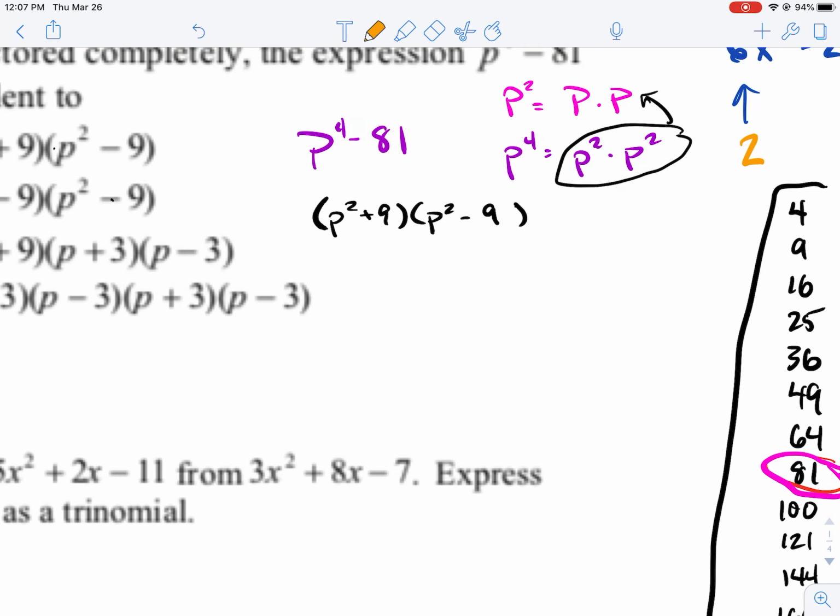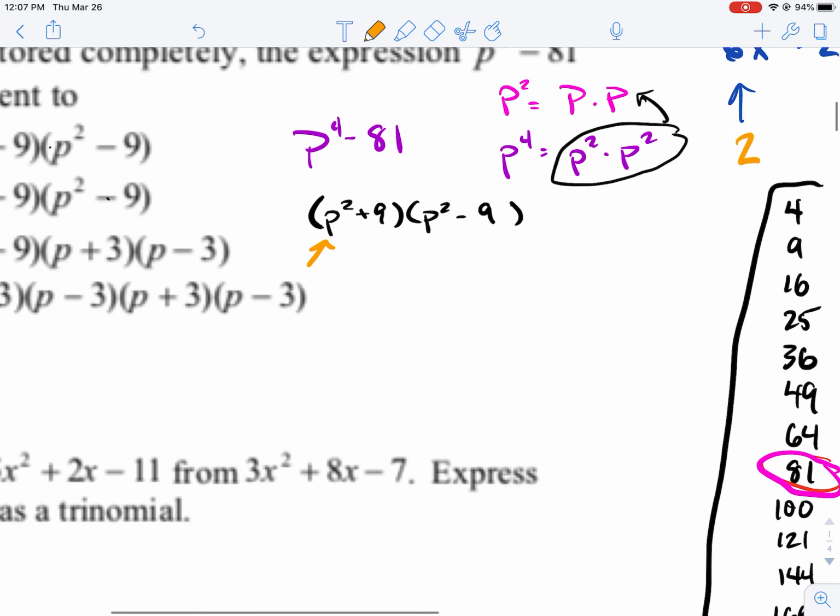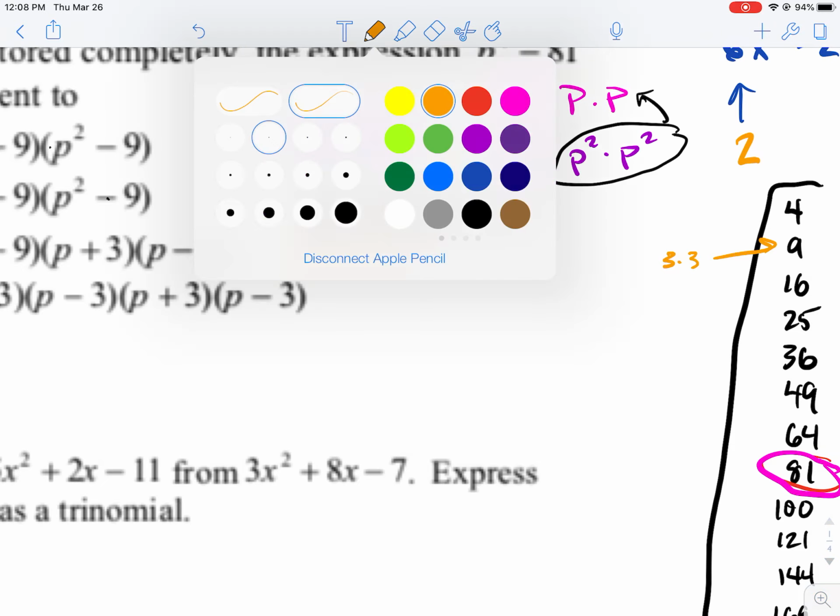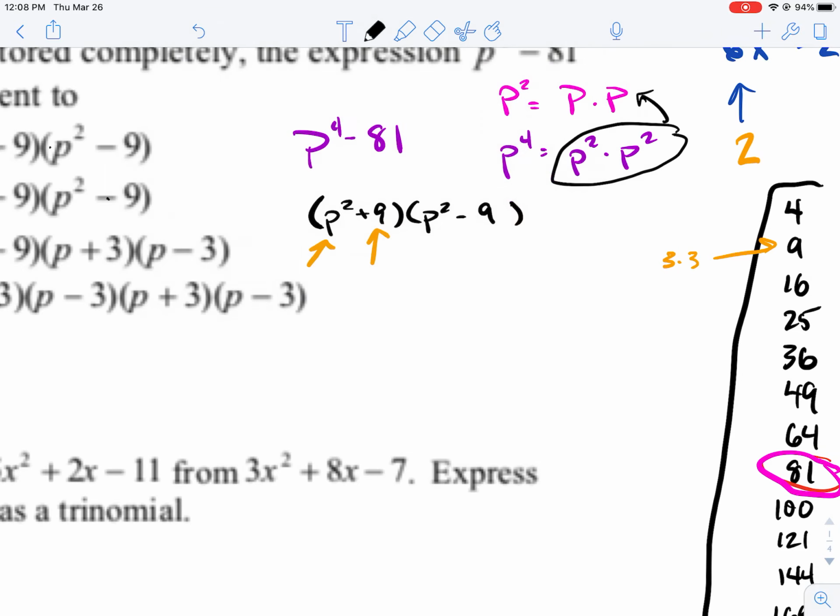Get a different color. So, is this some number squared? Well, sure is. Is this some number squared? Absolutely, right? That's right over here. That's 3 times 3. Okay, but what don't we see in the middle? We don't see a subtraction sign, but we do see that right over here. Okay, so this one, don't fall for it.